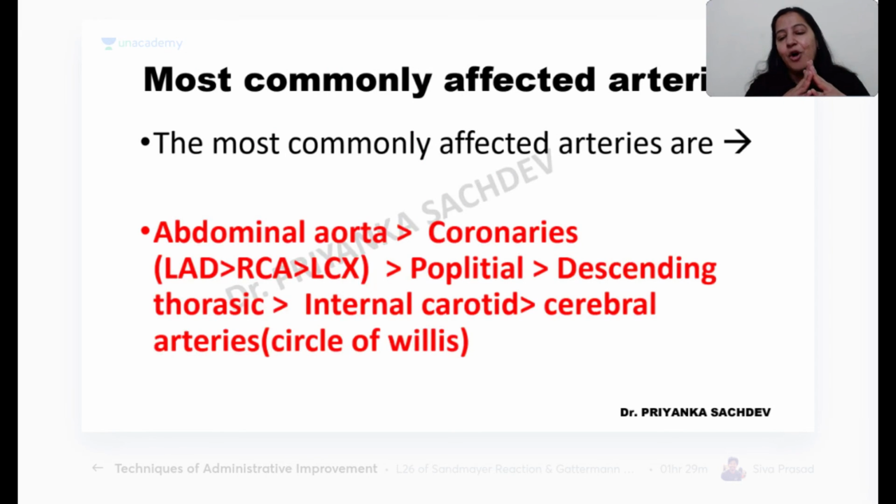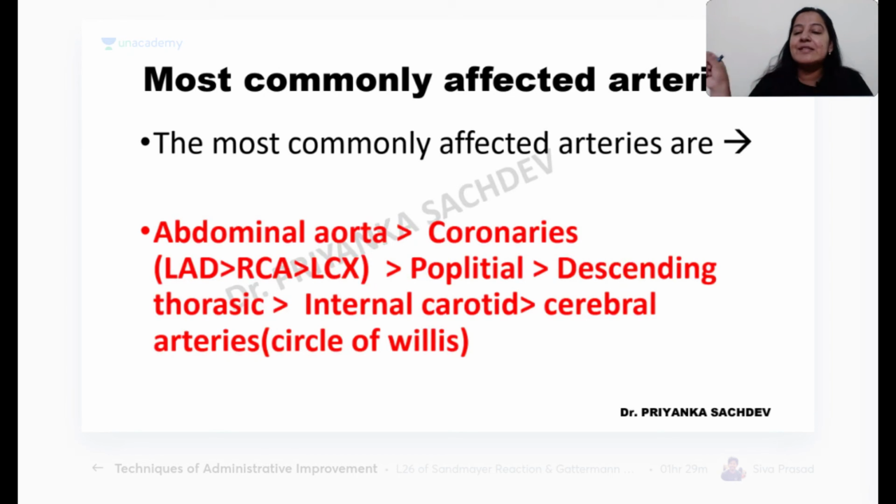What are the most common arteries involved by atherosclerosis? Have you got what is atherosclerosis? It is a fibrofatty plaque which arises from intima, not media, not externa. This is a blood vessel: intima, media, externa. So from intima, it is arising and protruding in the lumen, narrowing the lumen. It is a fibrofatty plaque. That is a simplified definition.